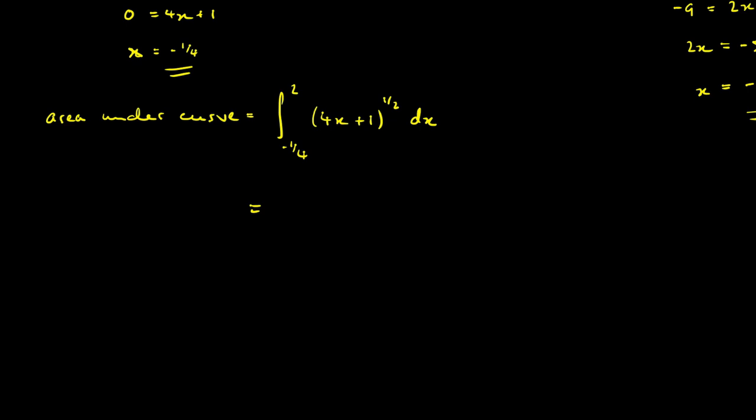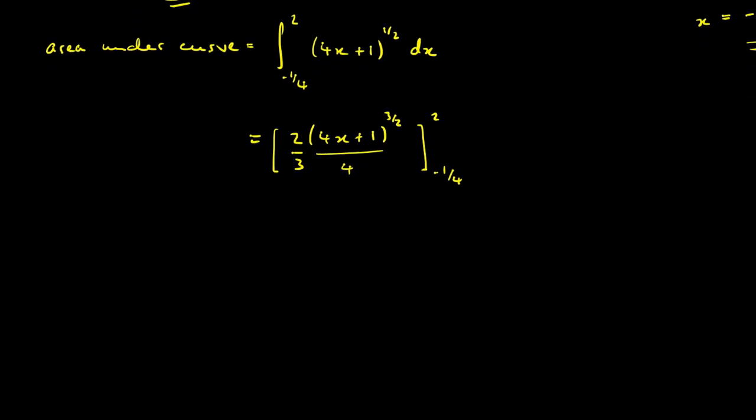So firstly, I add 1 to this power. So I get 4x plus 1 to the power of 3 upon 2. I divide by the new power. So dividing by 3 upon 2 is the same as timesing by 2 upon 3. I then look at the coefficient of x, in this case 4, and I divide through by 4. And this all has bounds because it's a definite integral between -1/4 and 2.